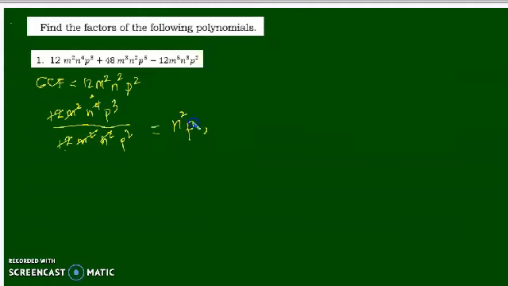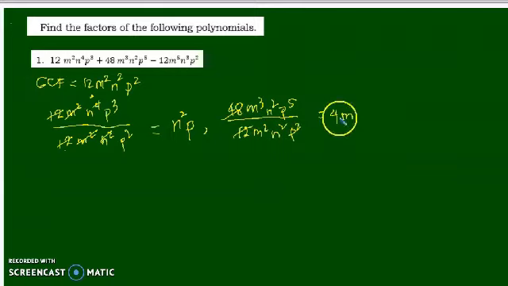Next, the second term, which is 48m cubed n squared p to the 5th power divided by 12m squared n squared p squared. So, what is 48 divided by 12? It's 4. Then m cubed divided by m squared is m. Then n squared divided by n squared is 1. And then p to the 5th divided by p squared is p raised to the 3rd power.